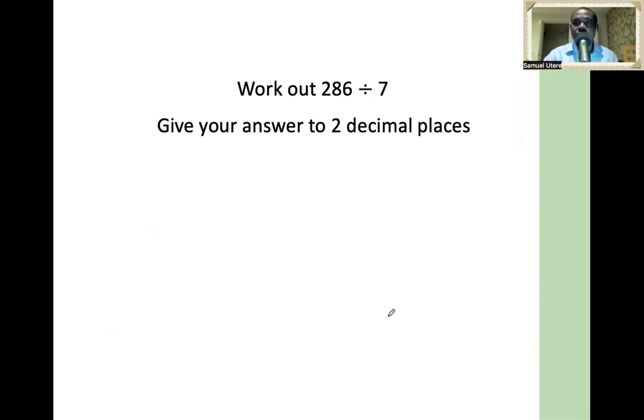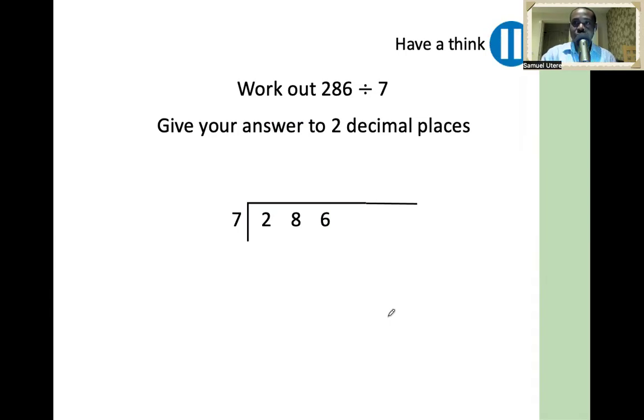Okay, here is an example where we are asked to work out 286 divided by 7. So let's use our method, and we're asked to write our answer in 2 decimal places. So it means when we have our remainder, we'll put a decimal, we'll put zeros, and then we'll carry on. So let's check it out. So you try it, and then we review to see whether you get it right or you've made some mistakes, and then you learn from your mistakes. So pause the video and try it.